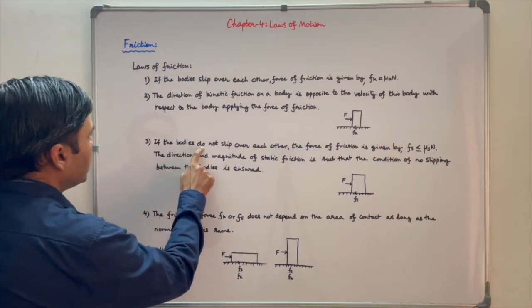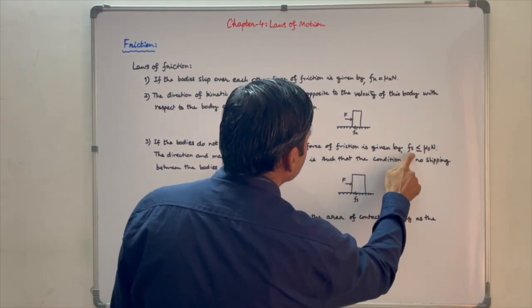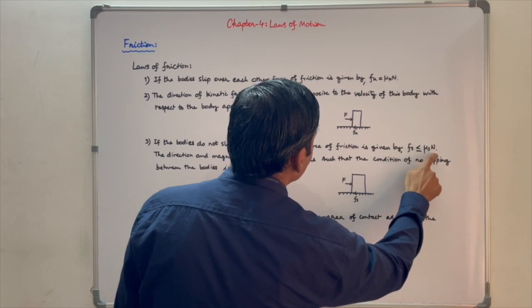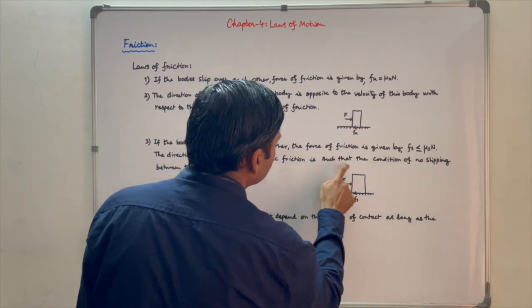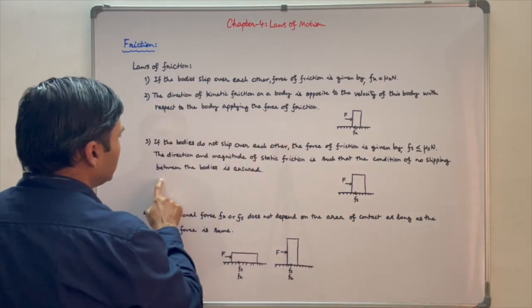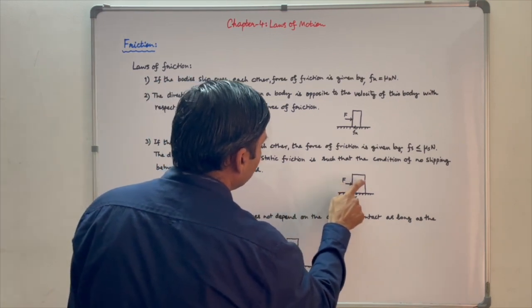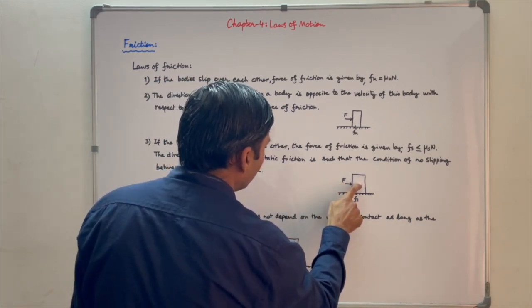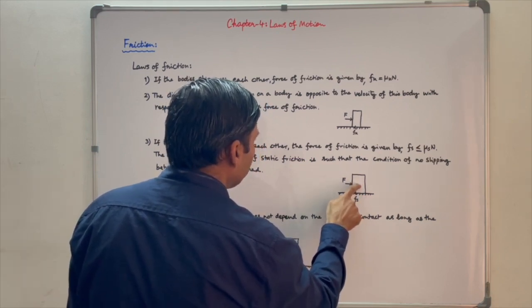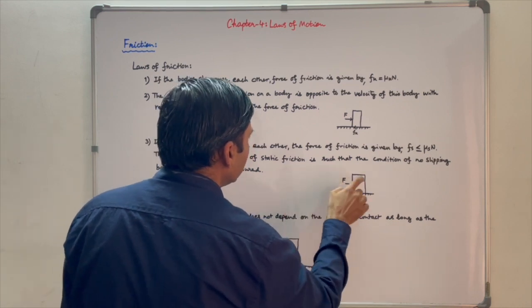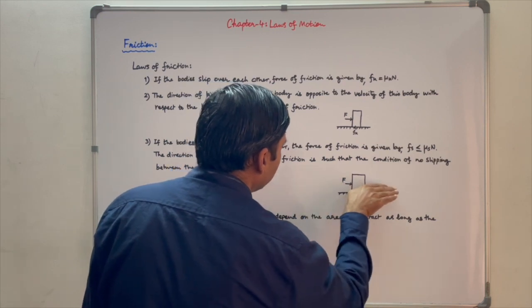Third point, if the bodies do not slip over each other, the force of friction is given by Fs ≤ μs × N. The direction and magnitude of static friction is such that the condition of no slipping between the bodies is ensured. Suppose a horizontal force F is applied on a block, but the block does not move. That means friction force on this block by the surface will be applied in such a direction so that it opposes the tendency of this block to slide in the direction of applied force.